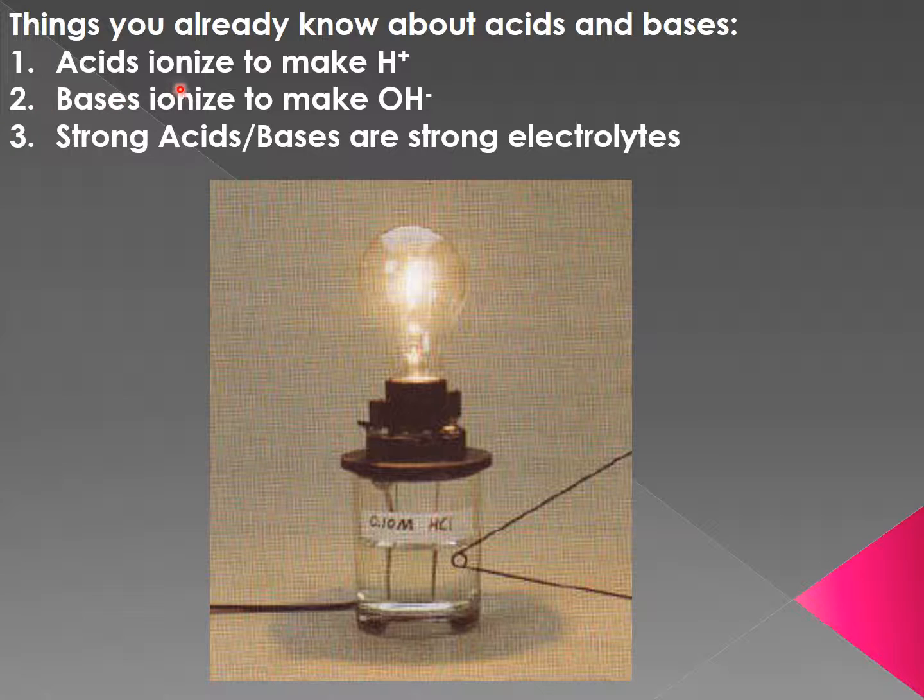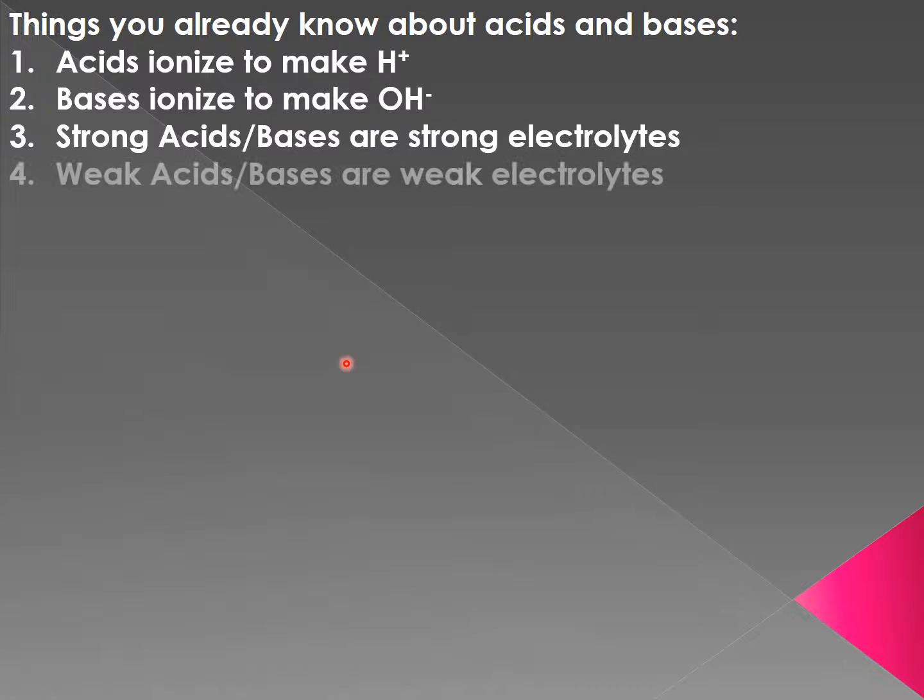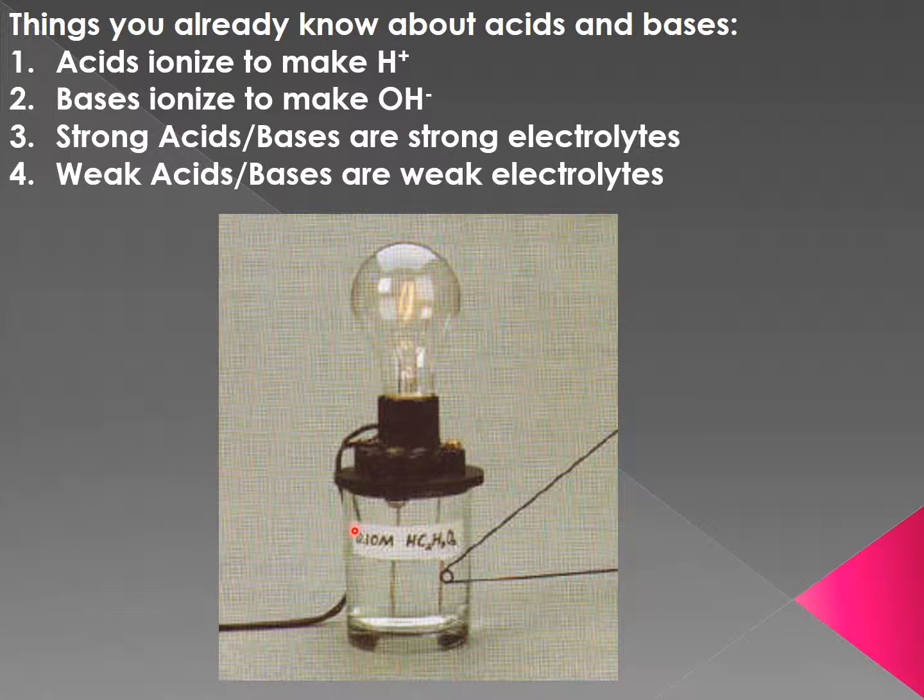If we put our bulb with our two wires down into a strong electrolyte like hydrochloric acid, we end up with a bright light glowing. Weak acids and bases are weak electrolytes. This is the same concentration, 0.1 molar, of vinegar rather than hydrochloric acid, and you can see that the bulb is barely glowing.